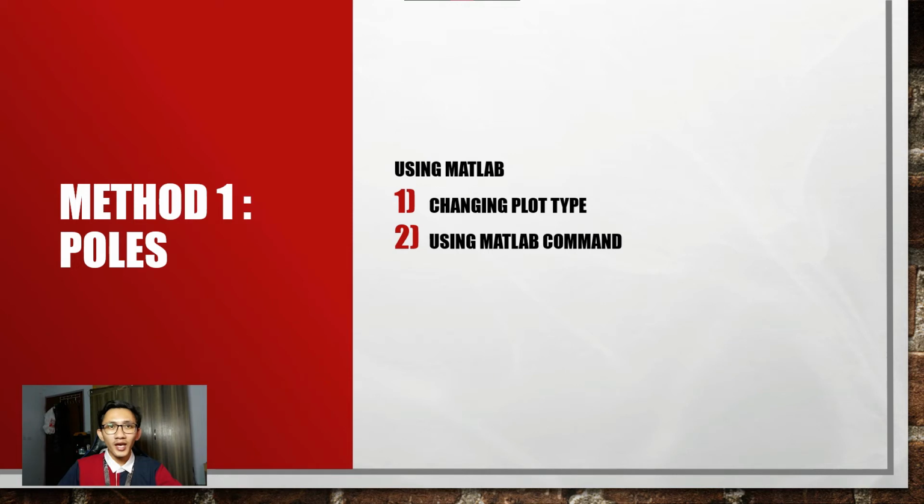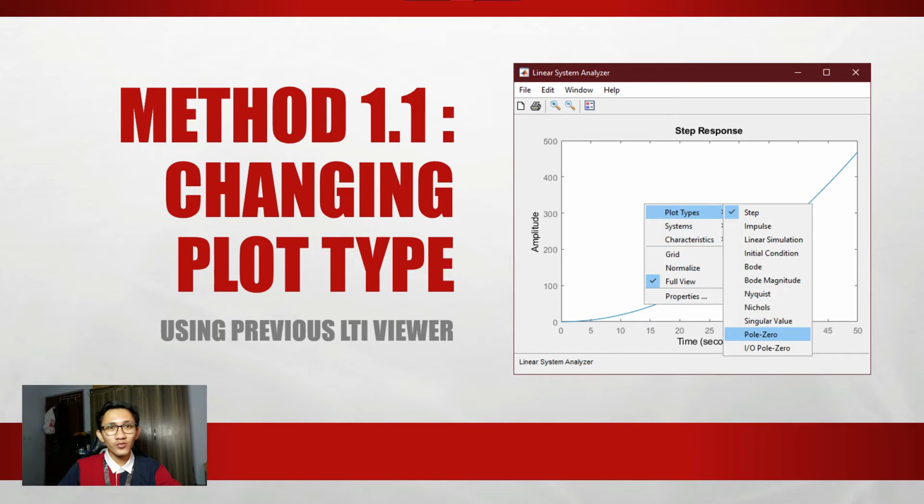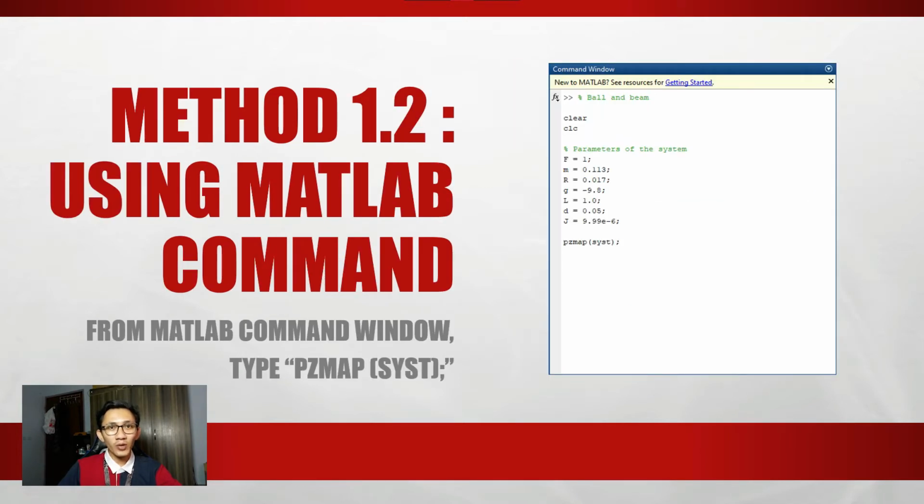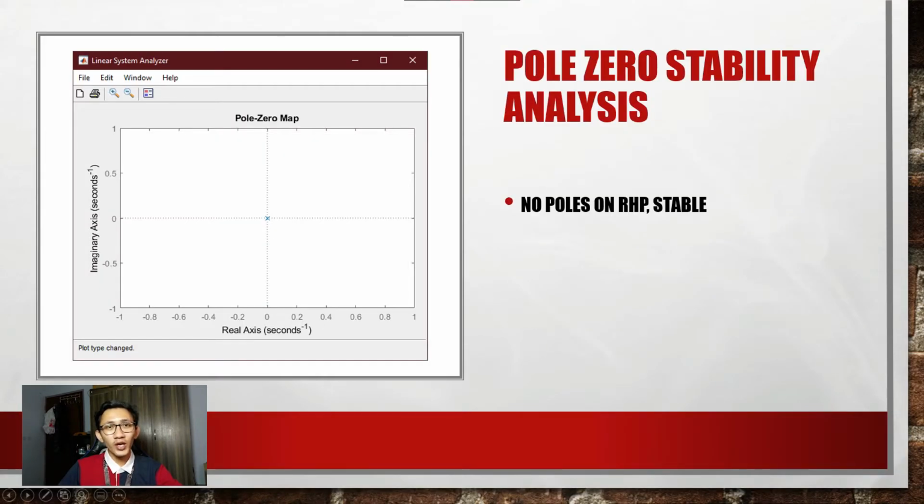Using the pole method, there are two ways to plot the pole-zero map in MATLAB. The first one is by changing the plot type, and the second one is by using a MATLAB command. The first way, using the previous LTI viewer, we need to right-click on the map and choose pole-zero in plot type. The second way, using the MATLAB command window, we need to run the pzmap command. By using either method, we will get the same result. Based on the result, we can see that there is one pole on the axis and there are no poles on the right half plane. Since there are no poles in the right half plane, the system is determined as stable.